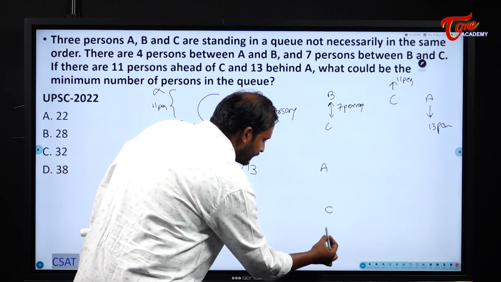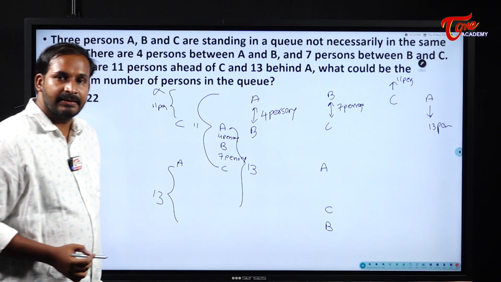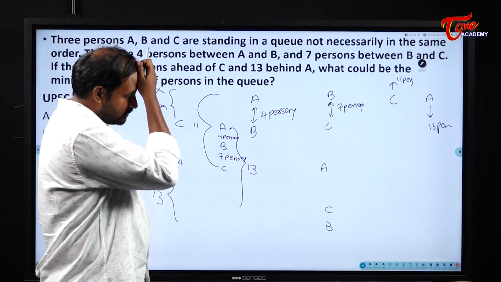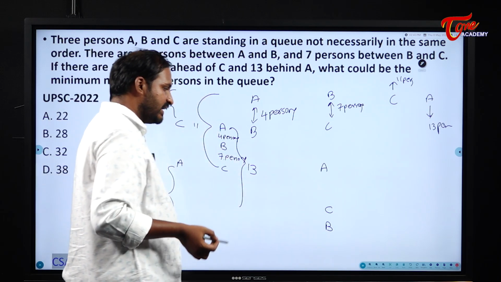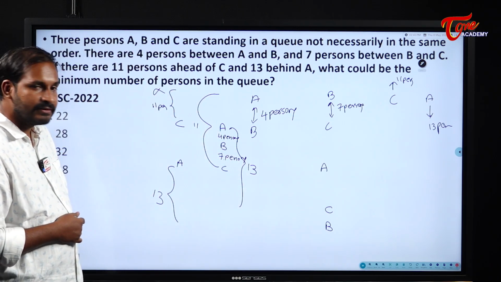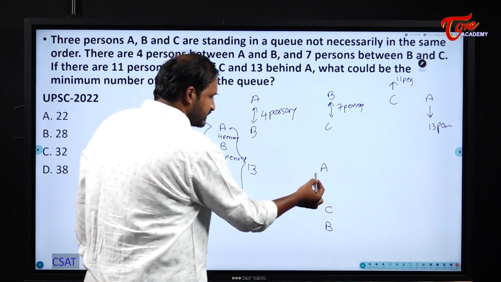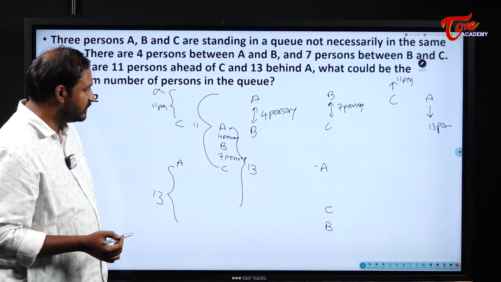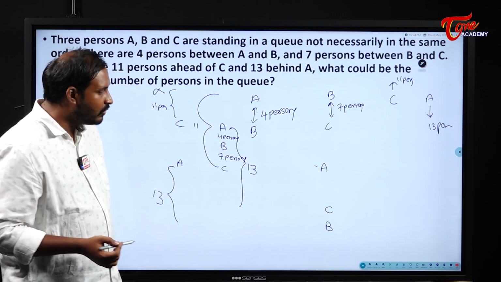I will take B here. Now I will check whether it is going to satisfy or not. Okay, if I take like this A, C, B, is it possible for me? If I take A and C like this, is it possible for me to solve this one? No, it is not possible.